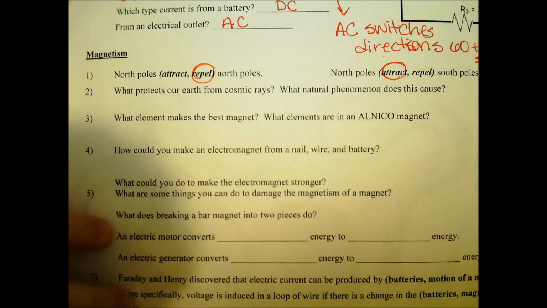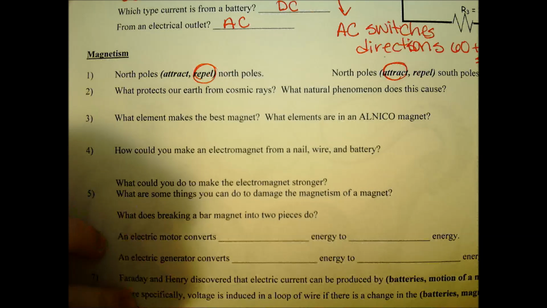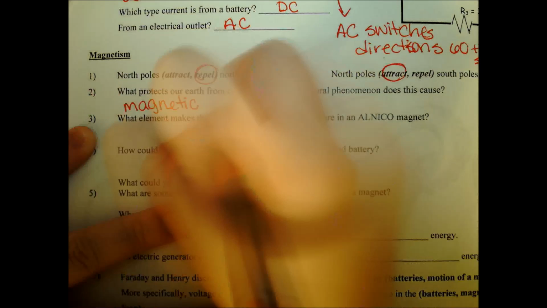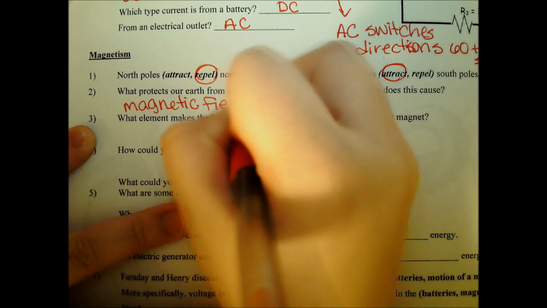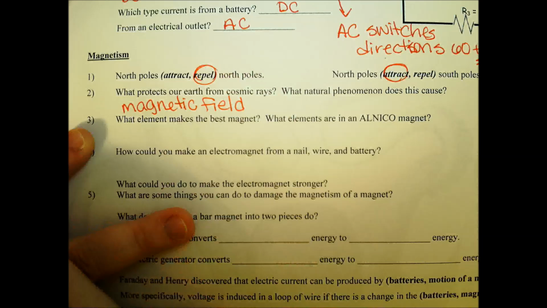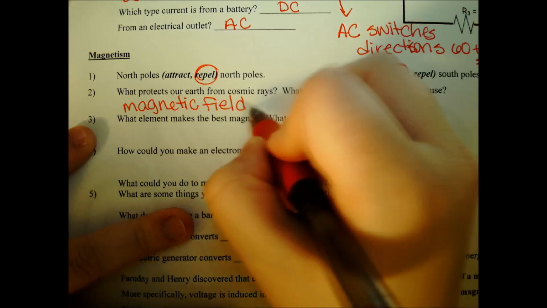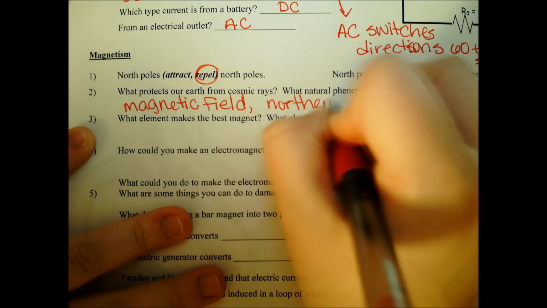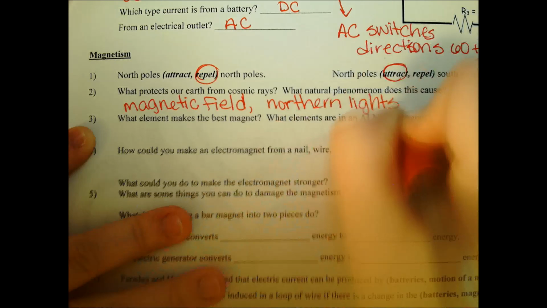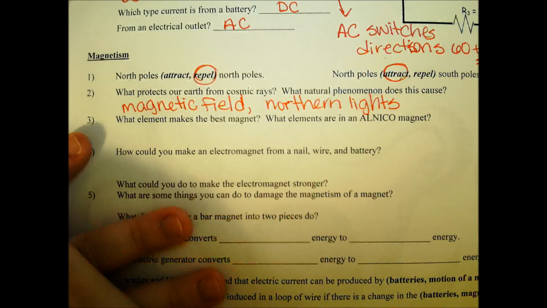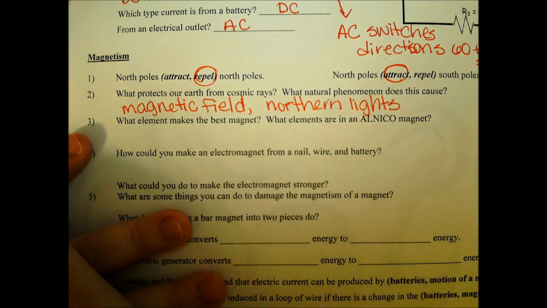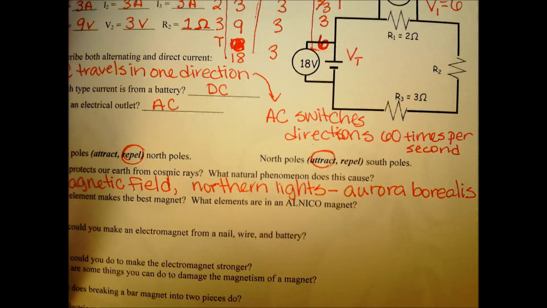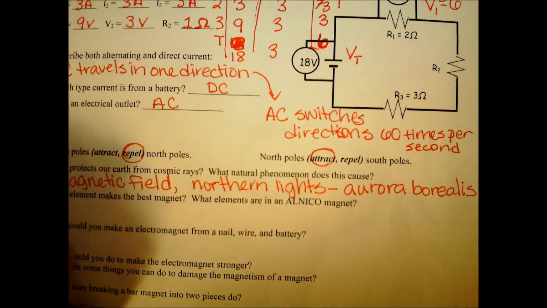What protects our Earth from cosmic rays? What natural phenomenon does this cause? So it's our magnetic field that does the protecting. And the phenomenon it causes is the aurora borealis, which I cannot spell, so I'll put the common name, which is northern lights. On a test, it would almost certainly use the term aurora borealis, so I apologize for my inability to spell that. Okay, I actually would have done a better job than I thought if I had just guessed, because it's pretty much the way it sounds, aurora borealis.